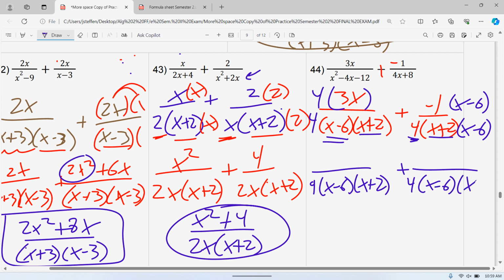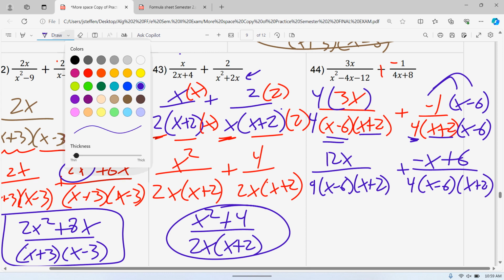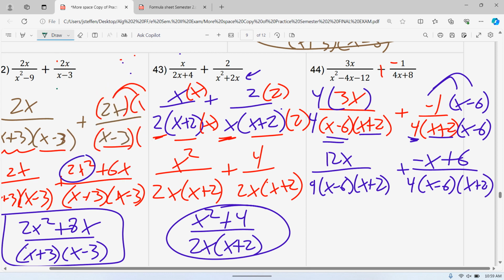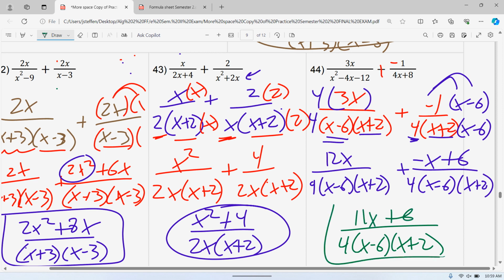My numerator is then 12x. My numerator over here is negative x plus 6. Again, don't forget that negative 1 distributes those. So now your denominator is 4 times x minus 6 times x plus 2. Again, if you want to multiply that out, you can. My numerator, then you just combine your like terms. So 12x minus x is 11x, and then plus 6 is the only thing. There's nothing that combines with that. So that is your answer for that one.